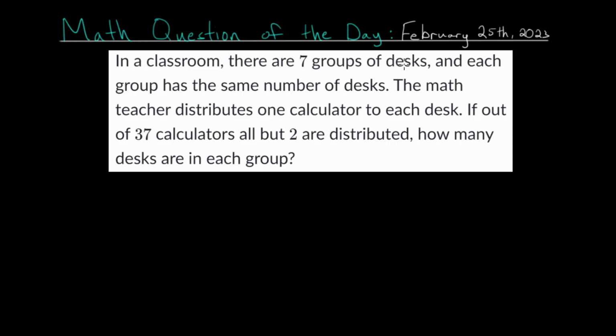So in a classroom, there are 7 groups of desks, and each group has the same number of desks. The math teacher distributes 1 calculator to each desk. If out of 37 calculators, all but 2 are distributed, how many desks are in each group?